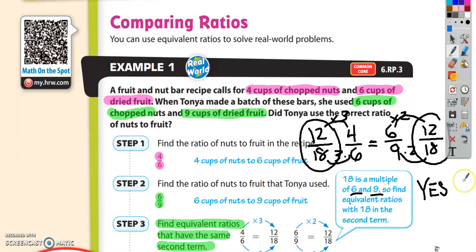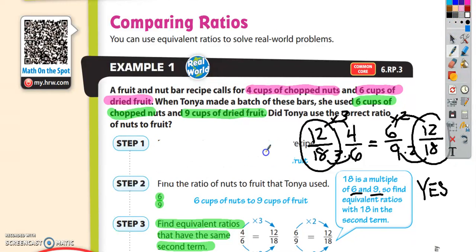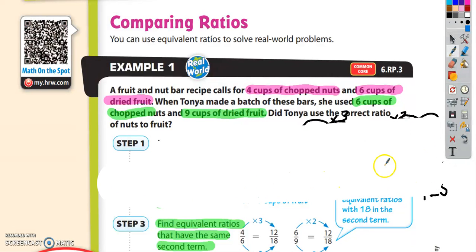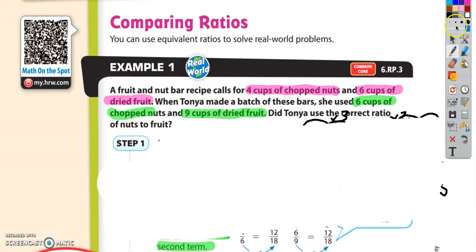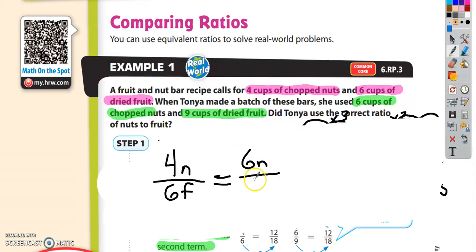I actually want to show you one other way that you could look at this. I'm going to go ahead and make a little bit of white space here. And I want to show you something that Moby taught you. It's called cross products. So let's pretend we didn't have any of this information except for the directions. And the question said something to the effect of, you need 4 cups of chopped nuts and 6 cups of dried fruit. So I'm going to use initials to keep that straight. And then Tanya used 6 cups of nuts and 9 cups of dried fruit.